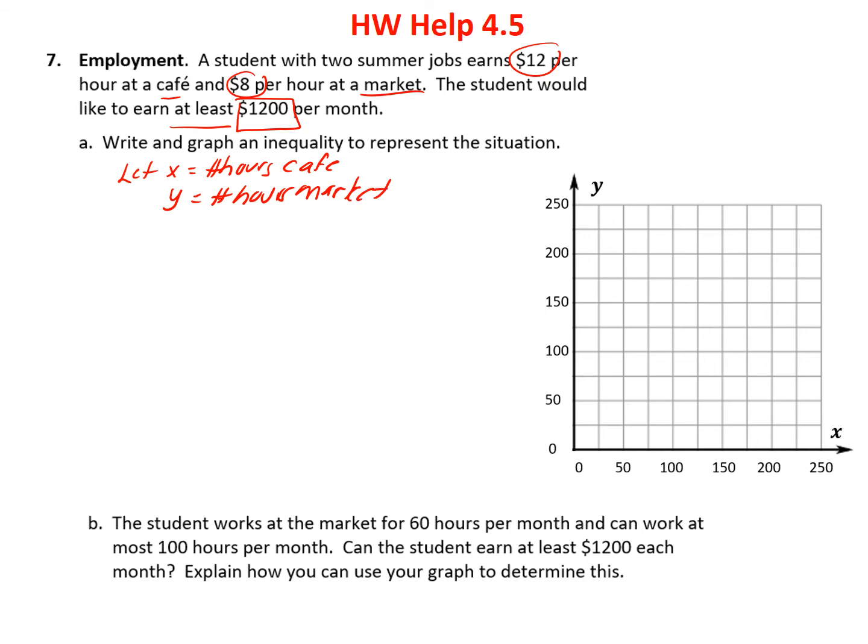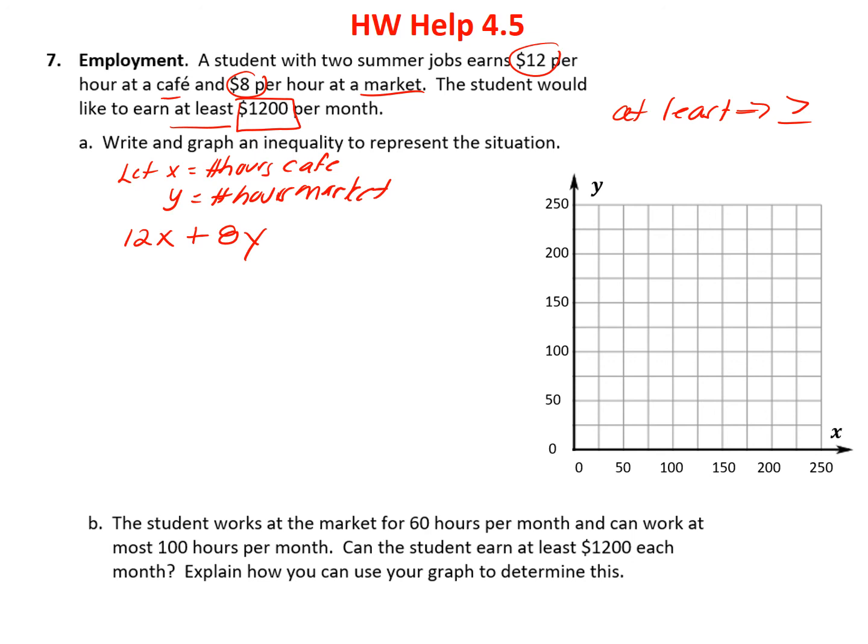Okay. So when we look at how much he earns, he's going to earn $12 times every hour he's in the cafe, plus he's going to earn $8 times every hour he works in the market. All right. And we want it to be at least. Well, what does at least mean? I want it to be at least that amount, but it can be more. So at least implies greater than or equal to.